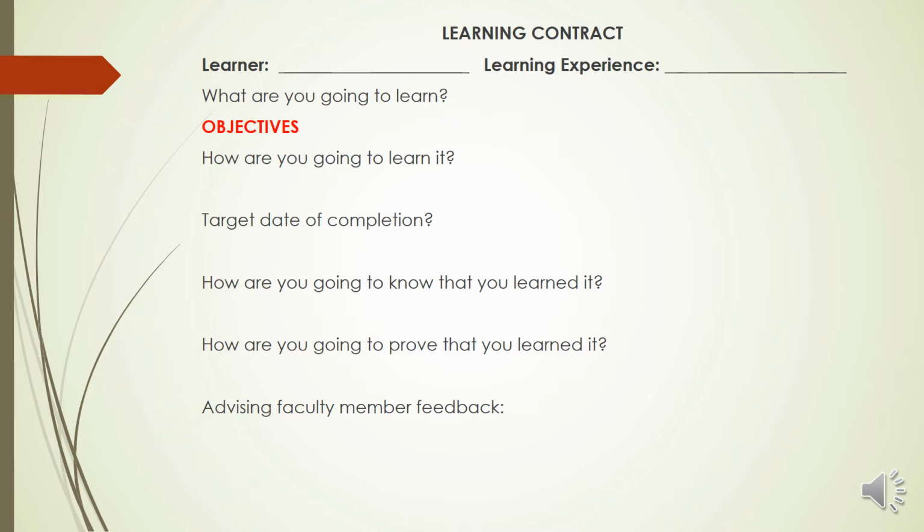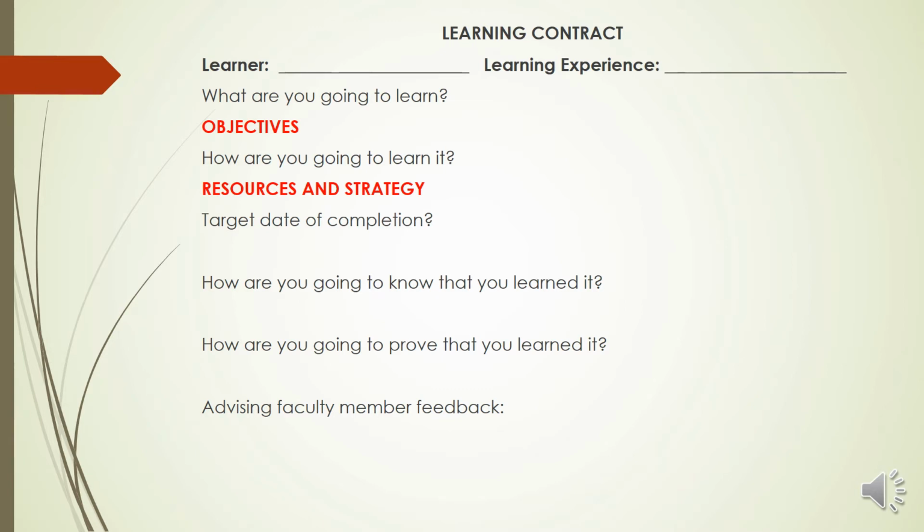How are you going to learn it? Which is the resources and strategies. What do you have to do in order to meet each of the objectives defined? This would be the necessary steps to be accomplished in reaching your objectives. Examples would be reading a journal, or watching an online tutorial, etc.